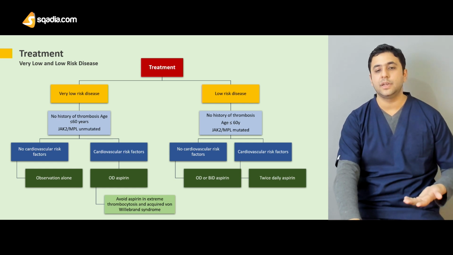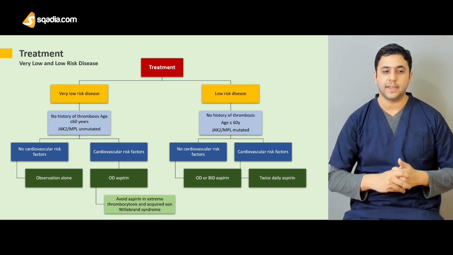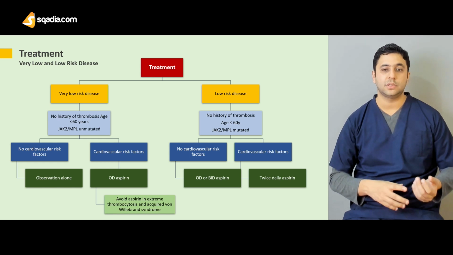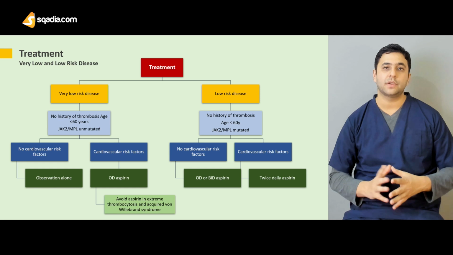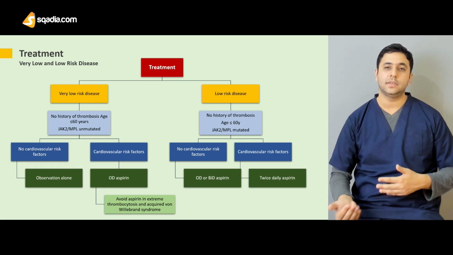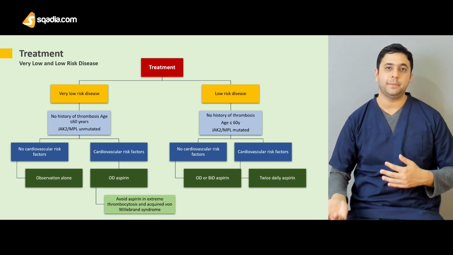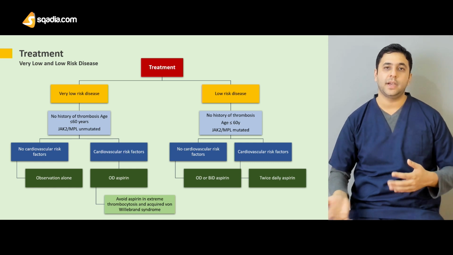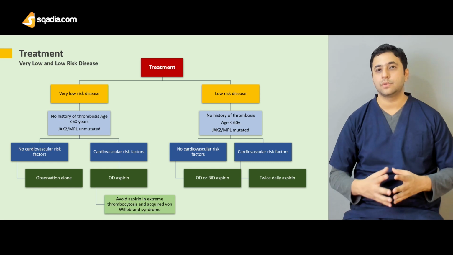So basically the aspirin dosage is different. Once daily aspirin is good enough for the patients with no cardiovascular risk. On the other hand, in the very low risk disease category, without any cardiovascular risk factor, we just have to observe the patients. But aspirin is a standard drug for low risk disease patients. The dosage is differentiated, basically dependent on the cardiovascular profile of the patient, whether the patient has hypertension, angina, or any other risk factors for cardiovascular disease.